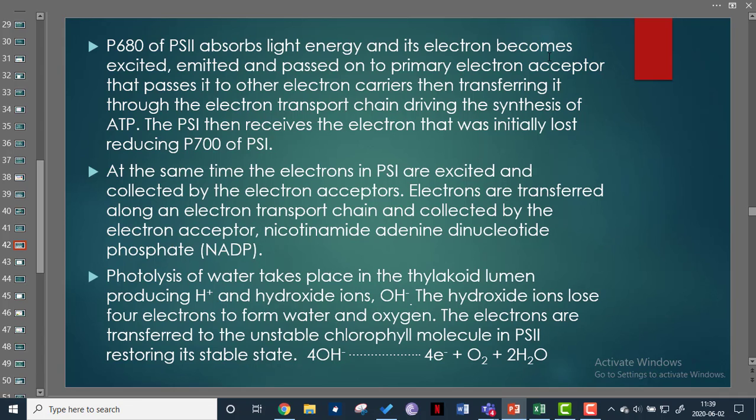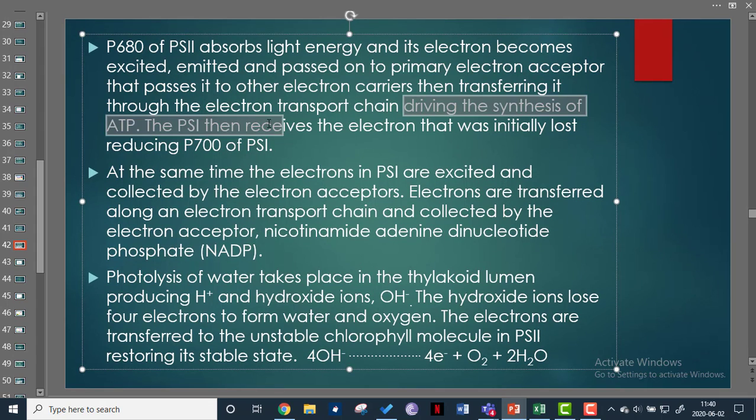Once the primary electron acceptors pick the electrons, they are passed to other electron carriers, and then from one electron carrier to another, and in the process energy is released, and that energy, as I said earlier, is the one that is used actually in driving the synthesis of ATP.